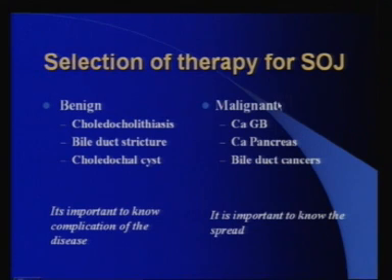When we talk of malignant obstructive jaundice, it is important not only to have an idea about the diagnosis, but also its local, regional and metastatic spread. So, all this information would be required to select the kind of therapy that we'd offer.